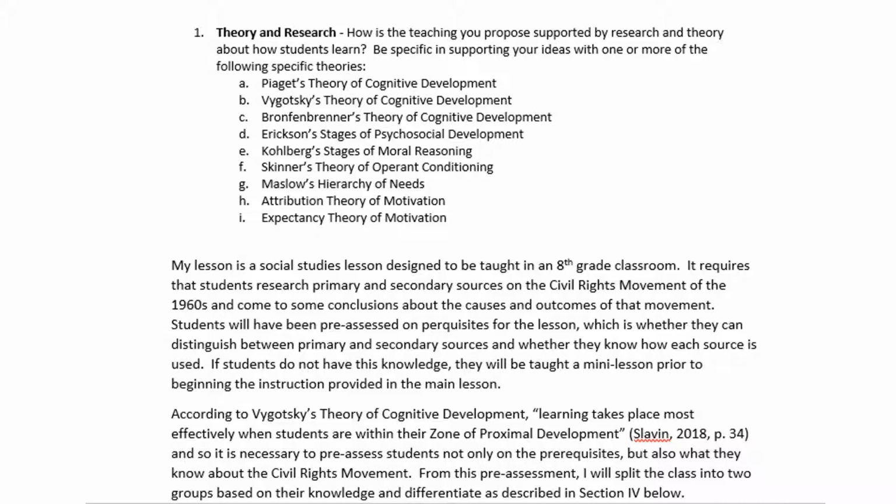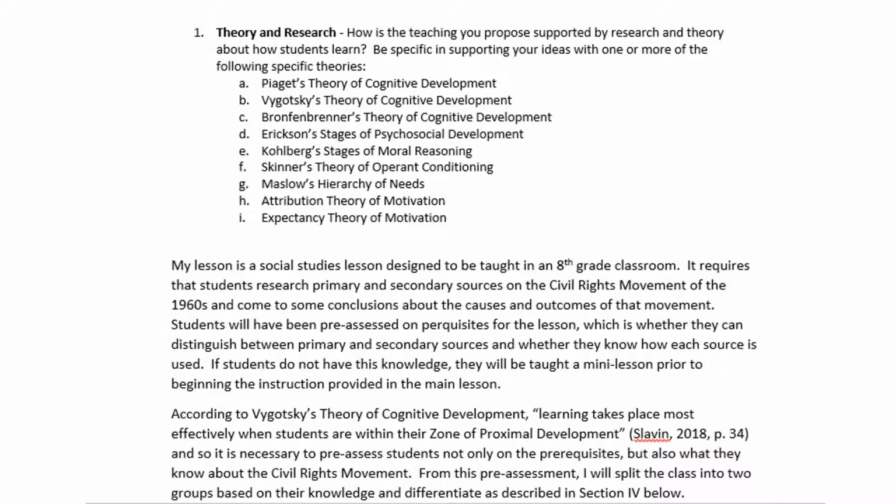According to Vygotsky's theory of cognitive development, learning takes place most effectively when students are within their zone of proximal development. Slavin, 2018, page 34. So here I reference the first theory, which is Vygotsky. I give a quote to support that I'm not just getting this out on my own, and I provide a page number and an exact quote. So you don't have to do this throughout, but sprinkling it in is a good idea.